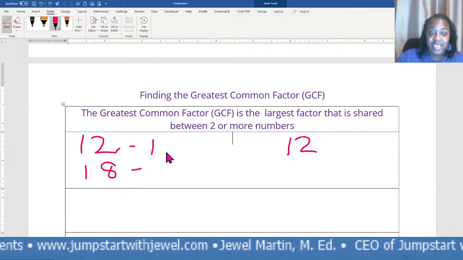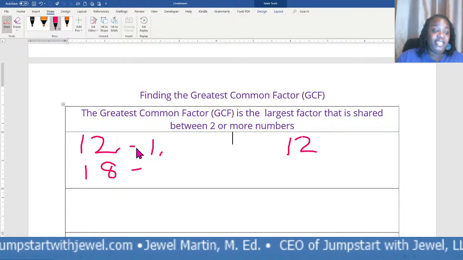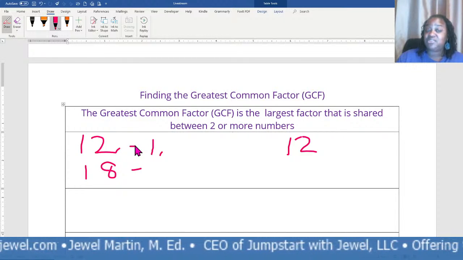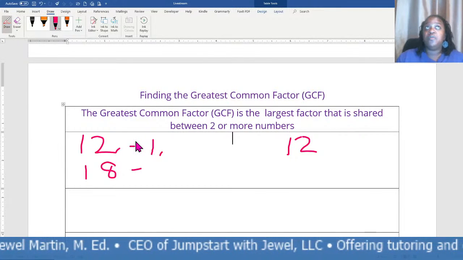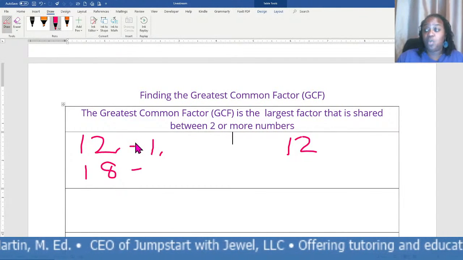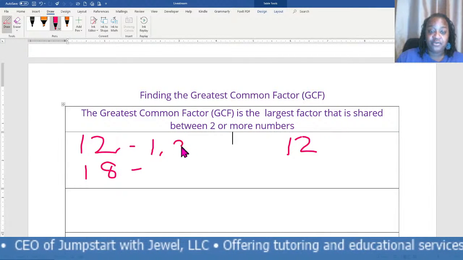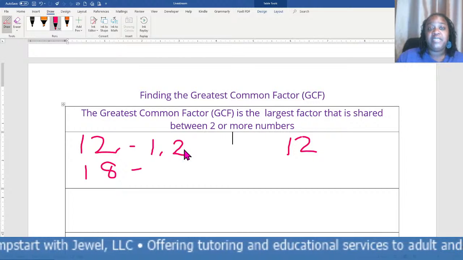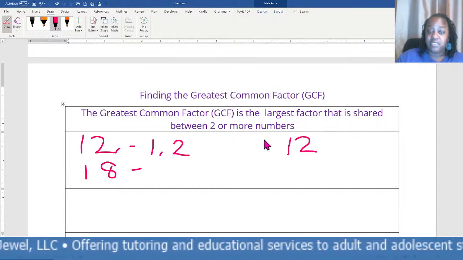Then the next set, think about the number 2. Every even number, and 12 is an even number, has 2 as a factor. Whether the even number is 30 or 3020, it has 2 as a factor. So 2 is a factor of 12. And then if you think about what number you multiply by 2 to give you 12, that number is going to be 6.